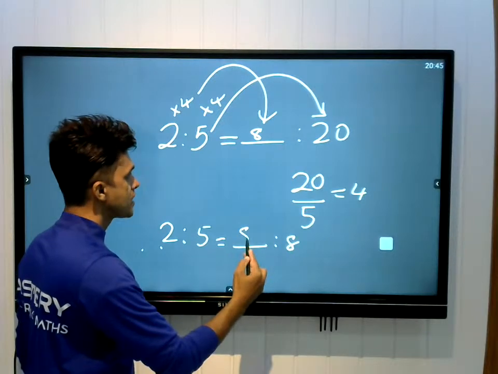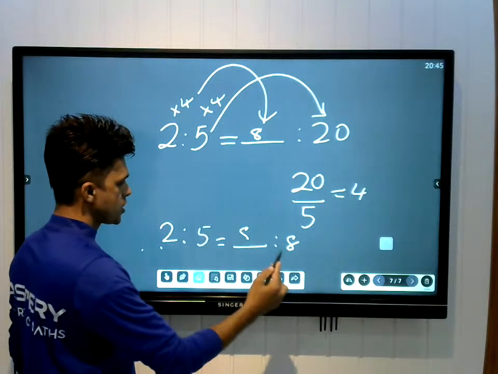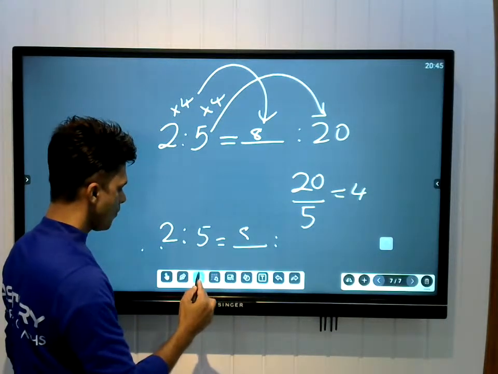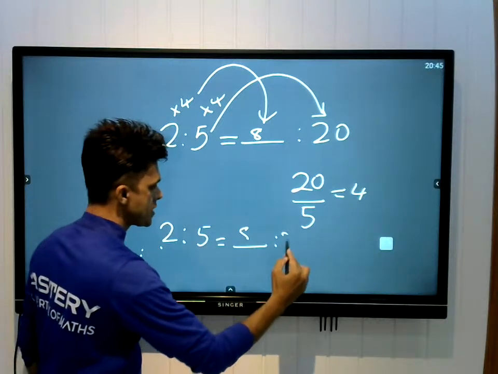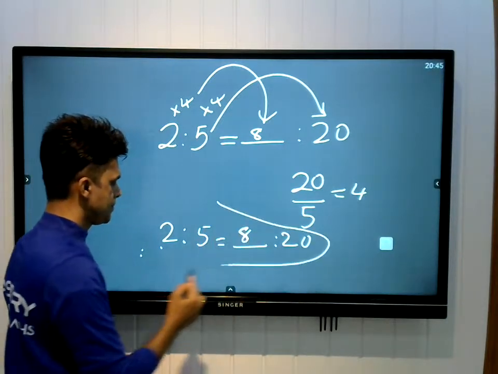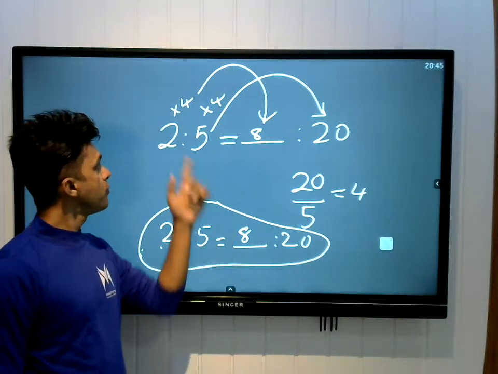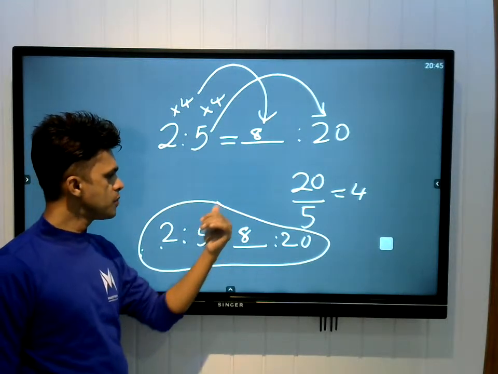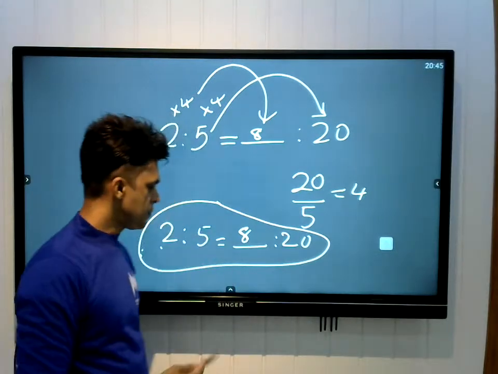Sorry, here 20, here 8. This is the answer. So 2 times 4 is 8, 5 times 4 is 20. We could do another sum.